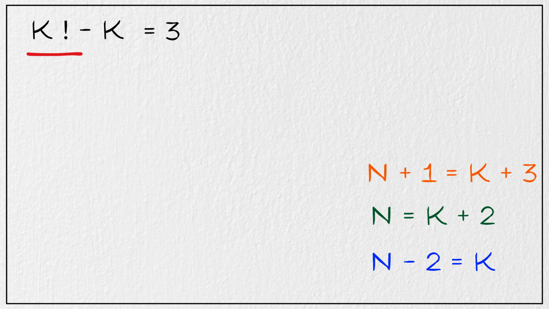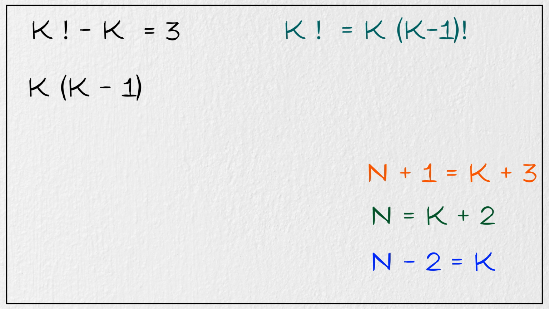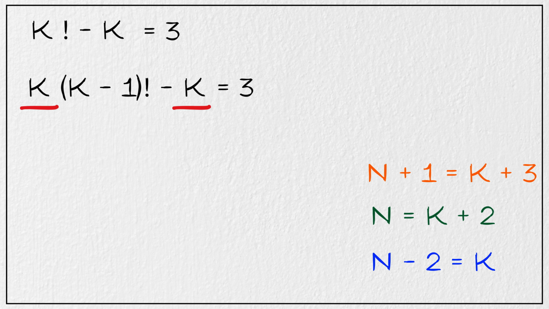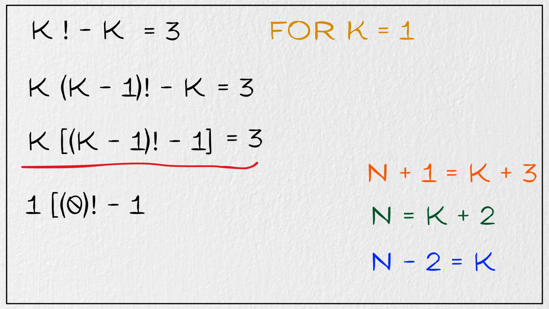Now rewriting k factorial as k times k minus 1 factorial, and substituting into the equation we have k times k minus 1 factorial minus k equals 3. Taking k common from both terms, k times (k minus 1 factorial minus 1) equals 3. Now let's try small integer values for k. If k equals 1, then the equation becomes 1 times (0 factorial minus 1) equals 1 times 0, which is 0, not equal to 3.